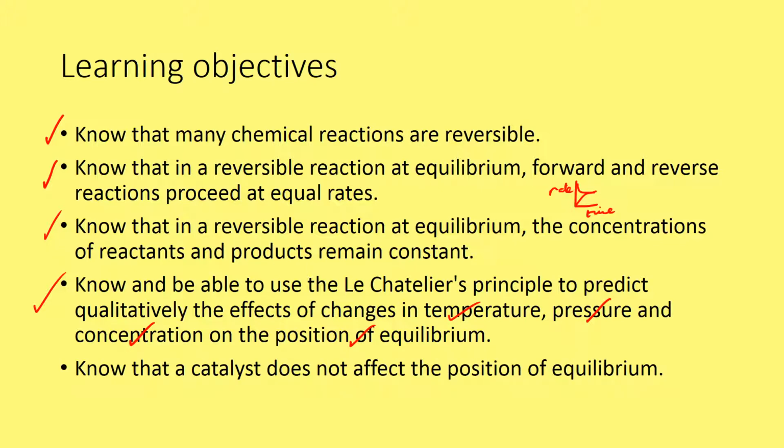And so lastly, do we know that a catalyst does not affect the position of equilibrium? Well, we do now, we've just read it. It doesn't affect the position of equilibrium. It doesn't affect the yield of a reaction. All it does is it allows you to get to that equilibrium position quicker. So if you didn't know it before, you know it now.